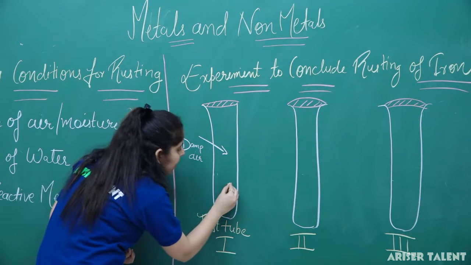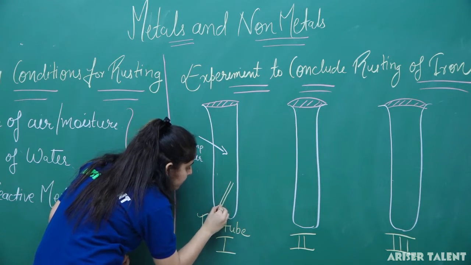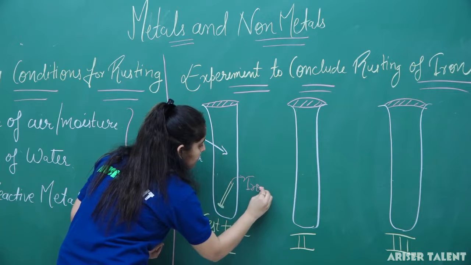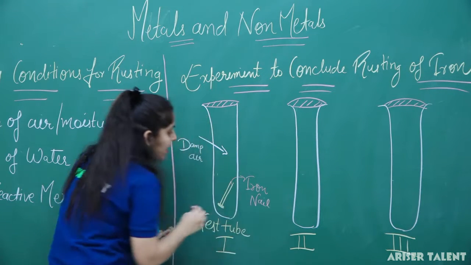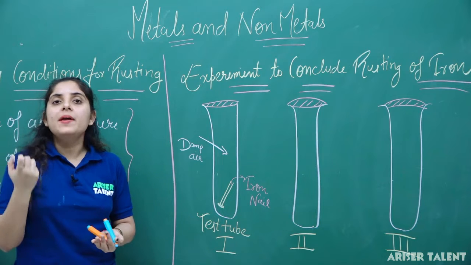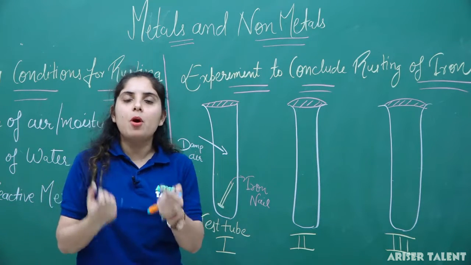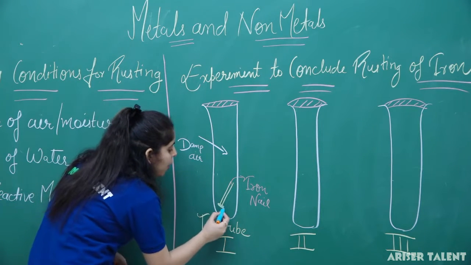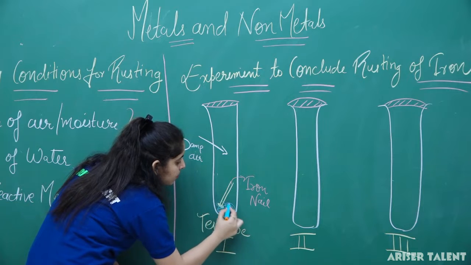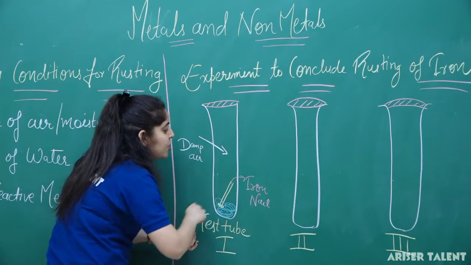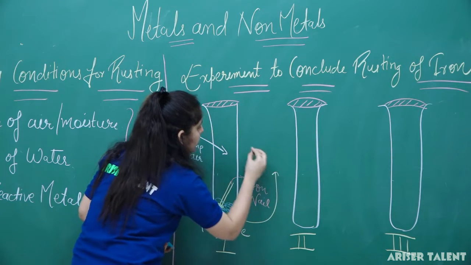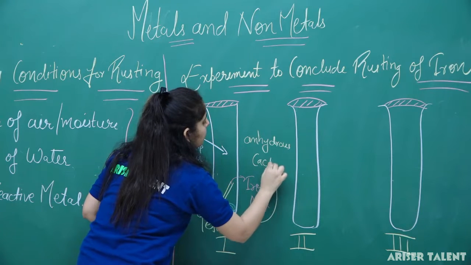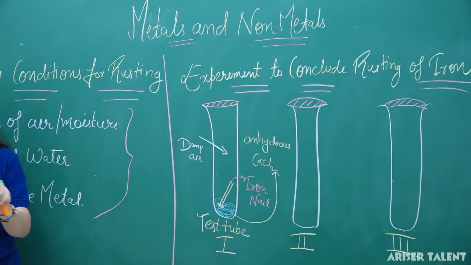And we have inserted an iron nail. This is our iron nail. And we have added some amount of anhydrous calcium chloride because it has a property of absorbing the moisture from the air. So, this will be the scenario in test tube number 1.